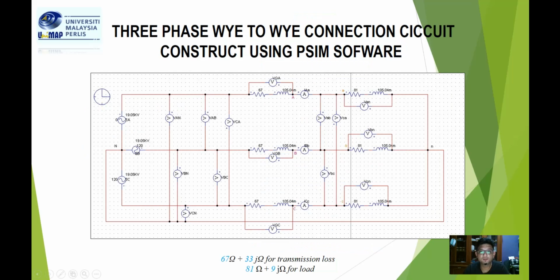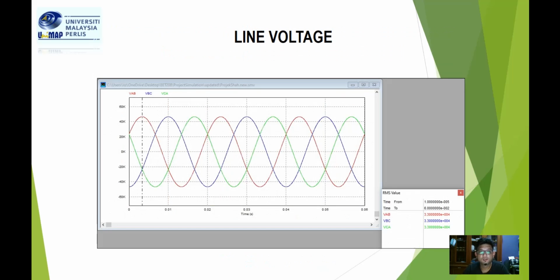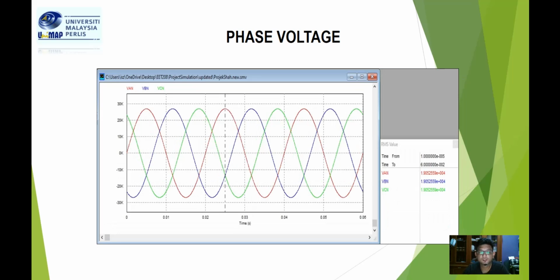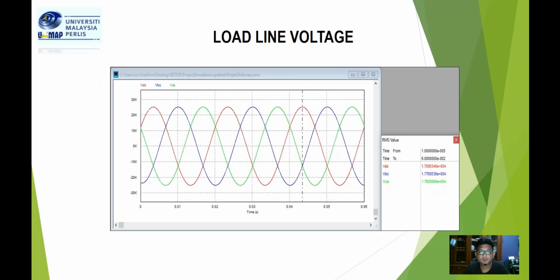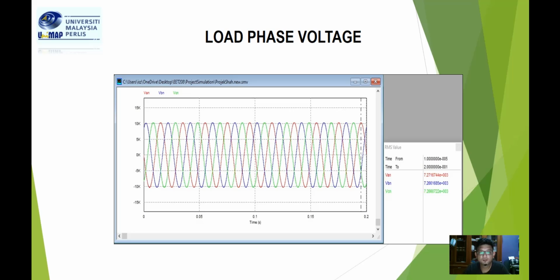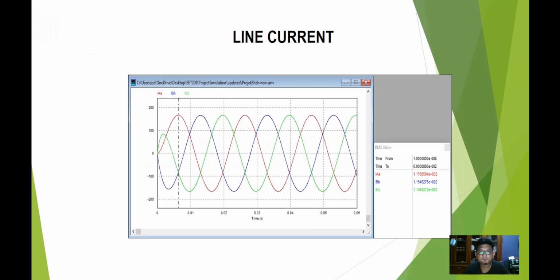For this one, the 3-phase Y-to-Y connection circuit is constructed using the PSIM software. For the inductance, we must first convert from ohm to Henry unit. This one is the result for the line voltage, and then the result for the phase voltage, and then the result for the load line voltage. This one is the load phase voltage, and then this one is the line current.